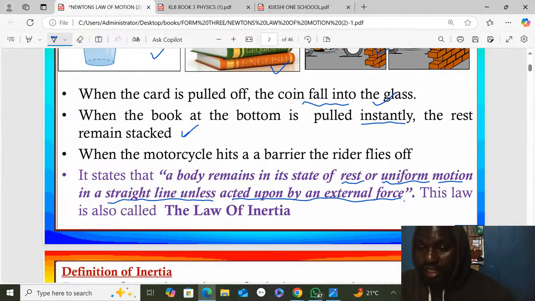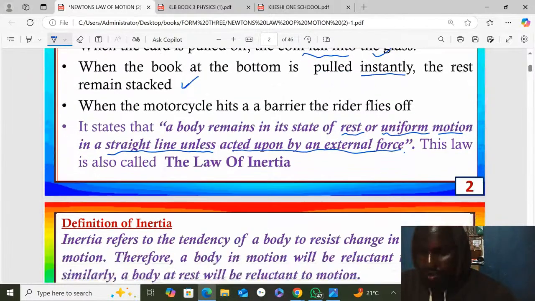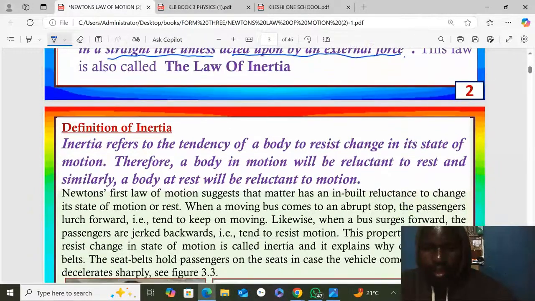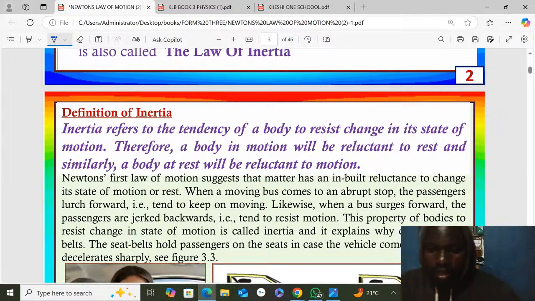That is what we summarize from the three diagrams. Two show that a body remains in its normal position, and the other shows that when a body in motion comes to a sudden stop, one part continues as the rest remains. Definition of inertia: it refers to the tendency of a body to resist change in its state of motion. Therefore, a body in motion will be reluctant to come to rest, and similarly, a body at rest will be reluctant to move.